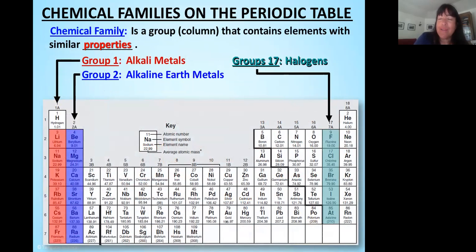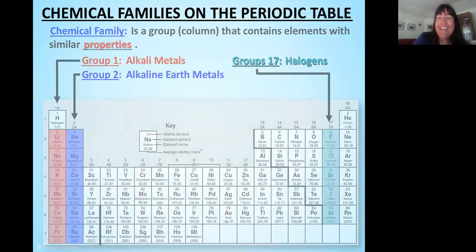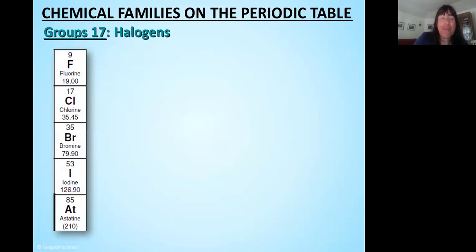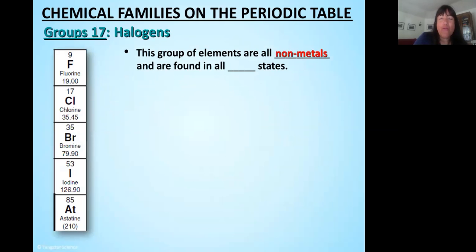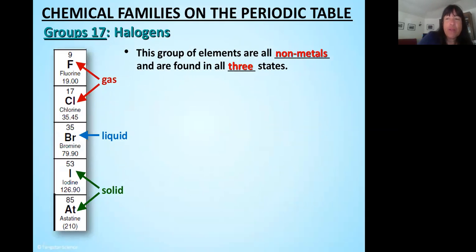They're the halogens. The halogens are very reactive. This group of elements are all nonmetals, and they're found in all 3 states: solid, liquid, and gas. You can see fluorine and chlorine are gases, both very poisonous. Bromine's a liquid, and then we have the solids.